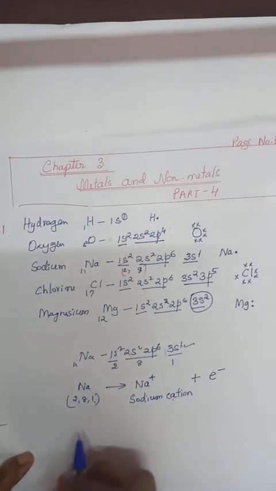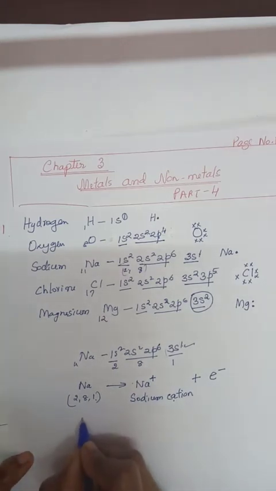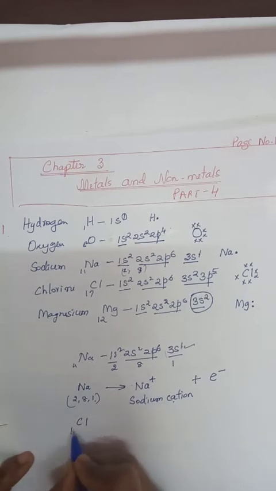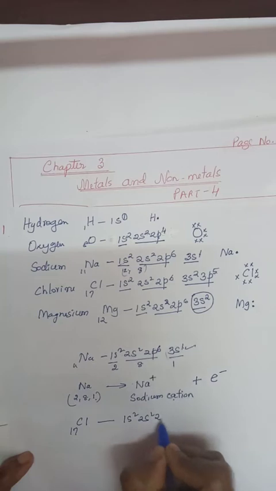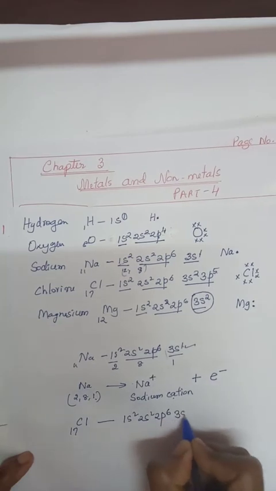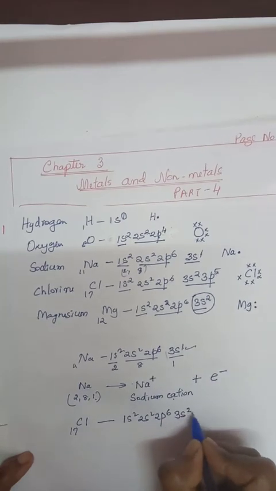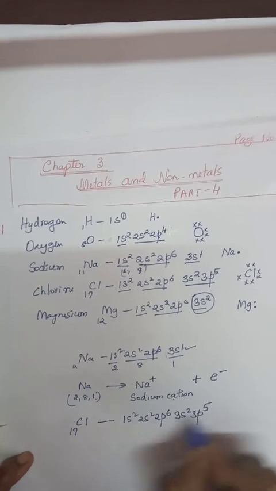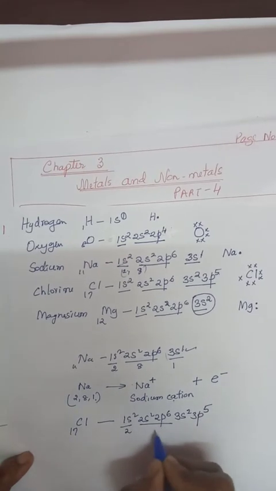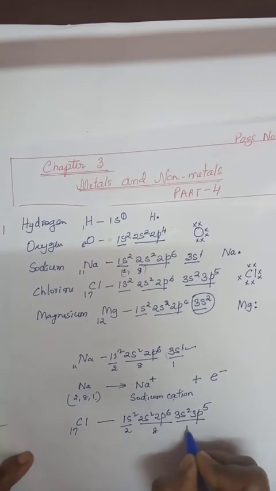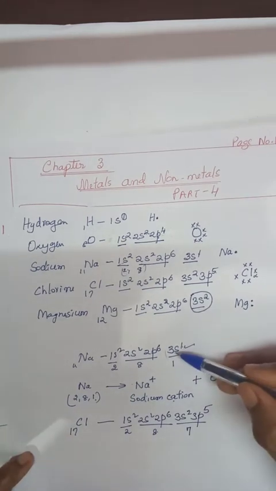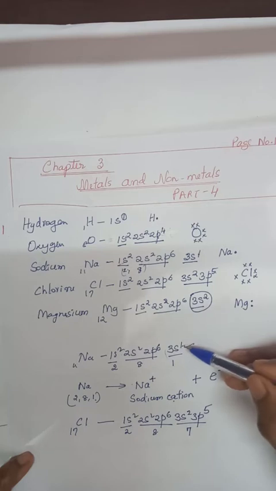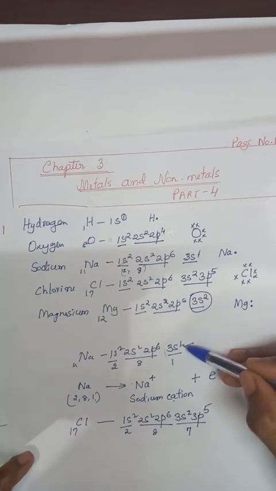You know the electronic configuration of chlorine. Cl, atomic number is 17: 1s2, 2s2, 2p6, 3s2, 3p5. In the first shell 2 electrons, second shell 8 electrons, in the third shell there are 7 electrons. See here, sodium has only 1 electron. For sodium, it is easy to lose 1 electron, to donate 1 electron.